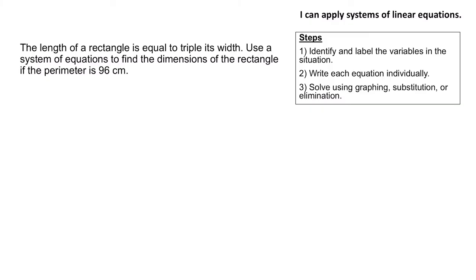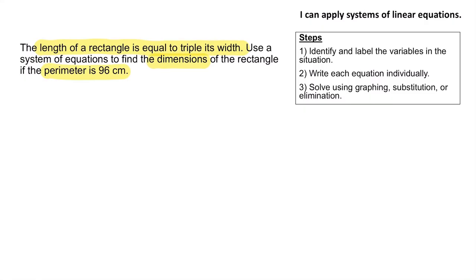So in this problem, it says the length of a rectangle is equal to triple its width. Use the system of equations to find the dimensions of the rectangle if its perimeter is 96 centimeters. So let's highlight the important information. The length of a rectangle is equal to triple its width. We're finding the dimensions of the rectangle, and the perimeter is 96.